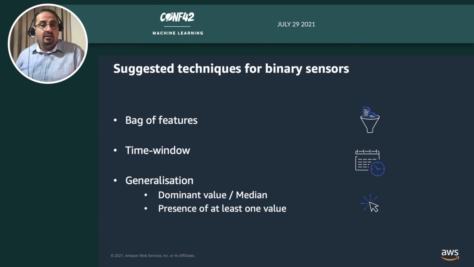For example, you can take the median of the values available within the time window, or in other cases, you can see the presence of one value can be taken to represent the whole of the time window. For example, by applying minimum or maximum operations. Let's see more techniques that we can apply to binary sensors.